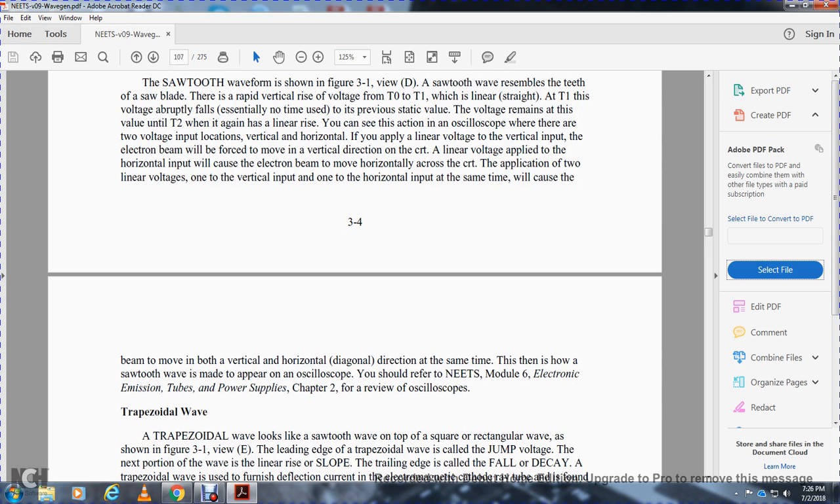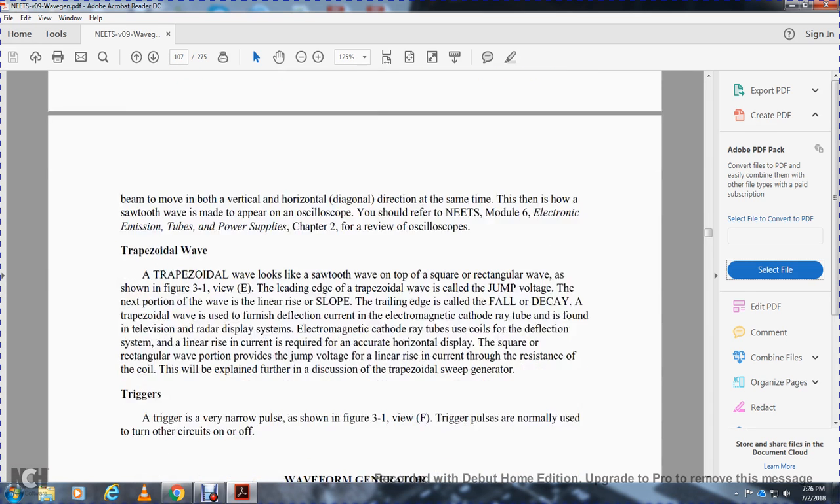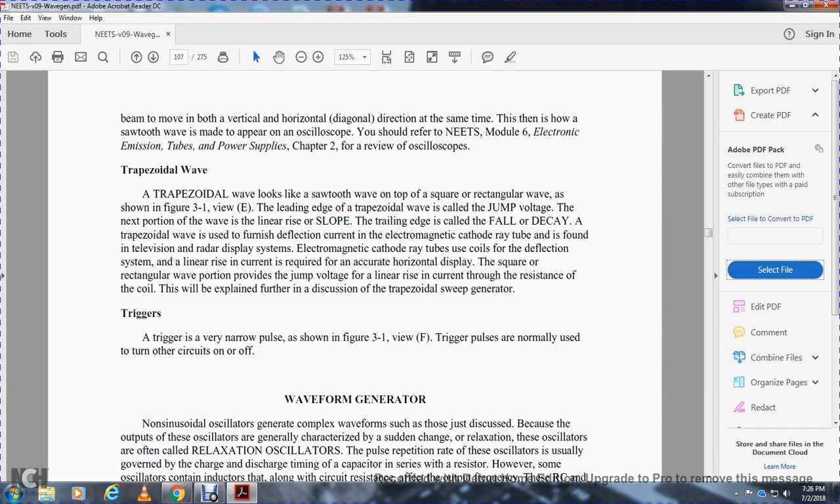Refer to the figure in NEETS Module 6, Electronic Emission, Tubes, and Power Supplies, Chapter 2, for a review of oscilloscopes. The trapezoidal wave looks like a sawtooth wave on top of a square wave, as shown in Figure 3.1 View E. The leading edge of the trapezoidal wave is called the jump voltage. The portion of the wave that is linear is the rise, with the slope. The trailing edge is called the fall, or decay.